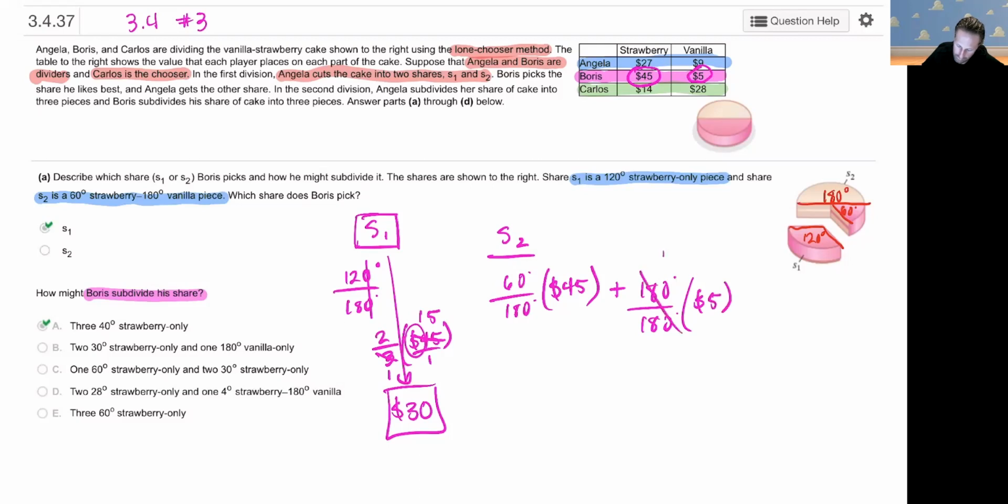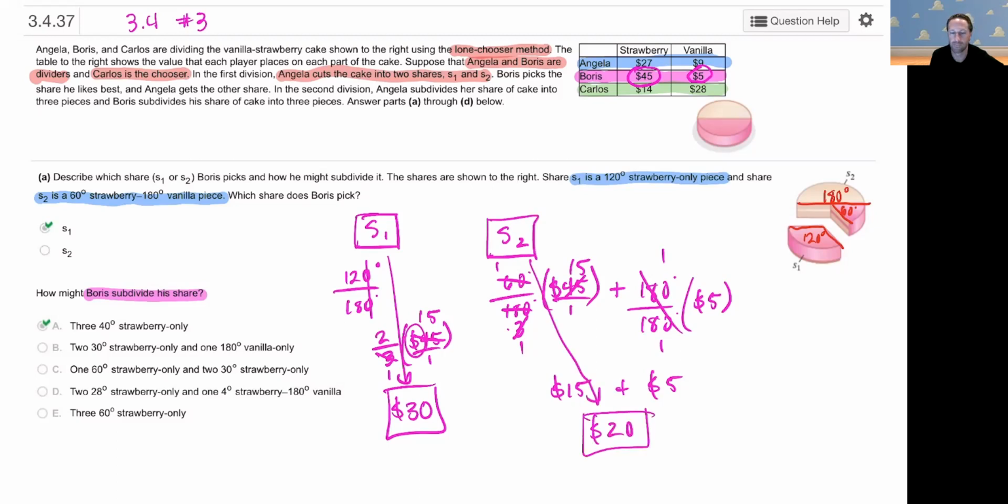So we know that this is easy. That part is a total of $5 that he values the cake at. But then this one we know is 1/3 of 45, and we know 3 goes into that $45 15 times. So this has a total value of $20 according to Boris.